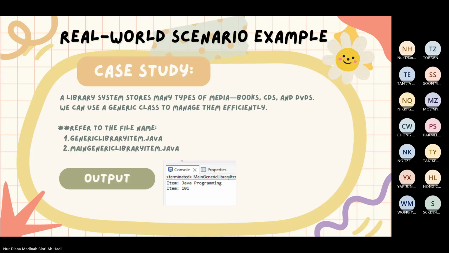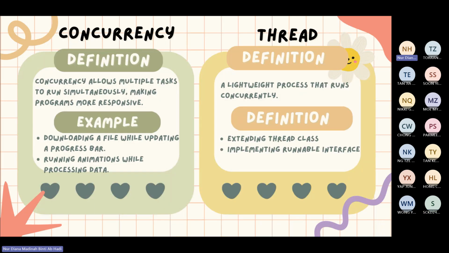Okay, so let's move forward. How many slides have we already covered? I don't even know. Okay, so let's go to the next one. We learn about concurrency and threads. Concurrency is where you allow multiple tasks to run simultaneously, making your program more and more responsive. For example, you download a file while updating a progress bar. You run your animation while processing your data.